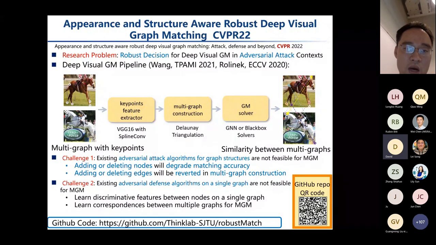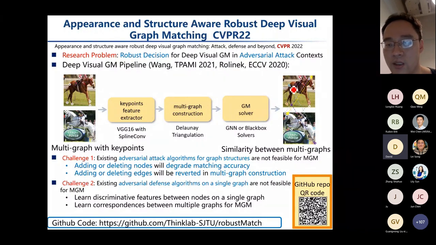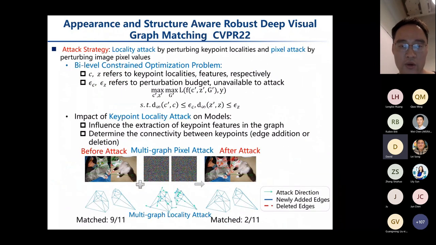But here we focus our problem on the area of visual graph matching, so that it will be more sensible to humans. Like we have two images and some key points on the images, and we try to find their node correspondence. Intuitively, if you only slightly modify the pixel values of the points, or only slightly move the key points by some pixels, you should still have the same solution, right? But numerically, we find that is not the truth, especially for trained solvers. It may degenerate significantly even if you only give a very slight disturbance. So we think this is not acceptable.